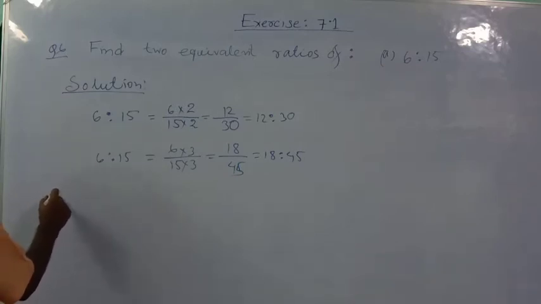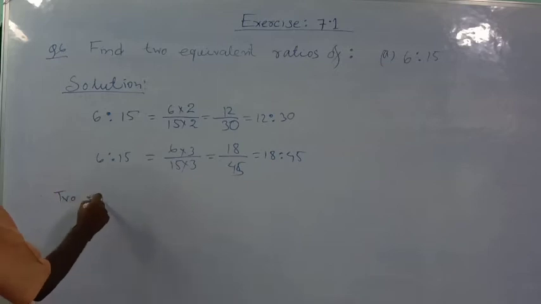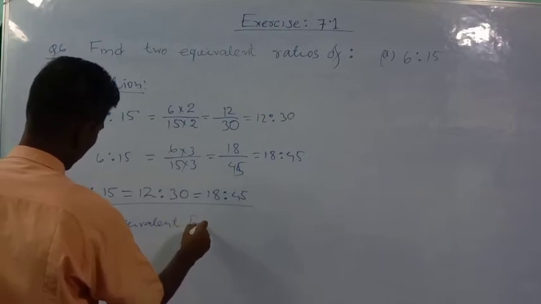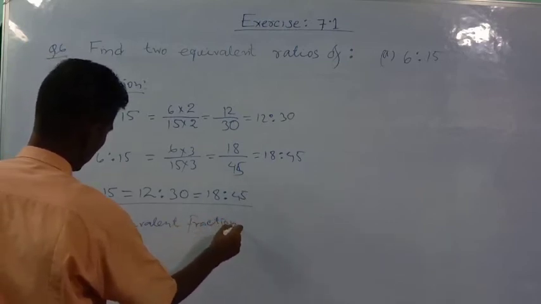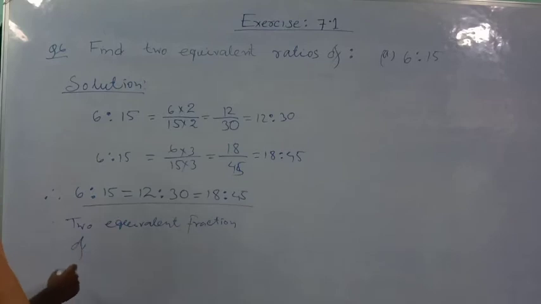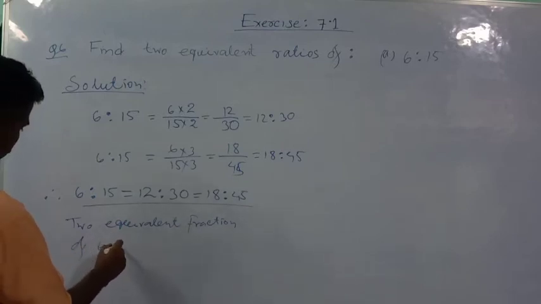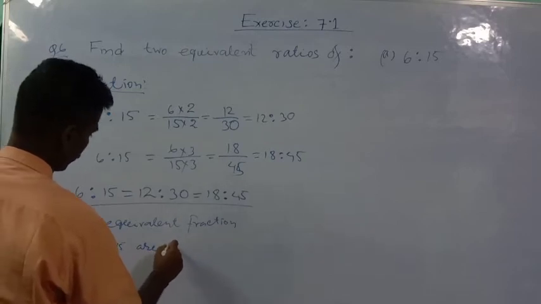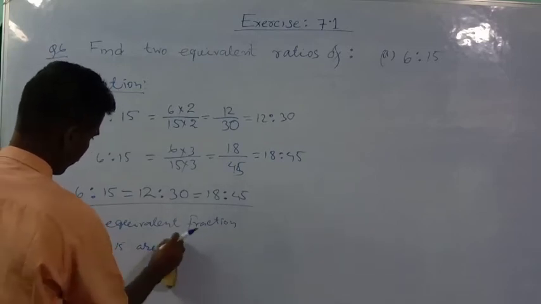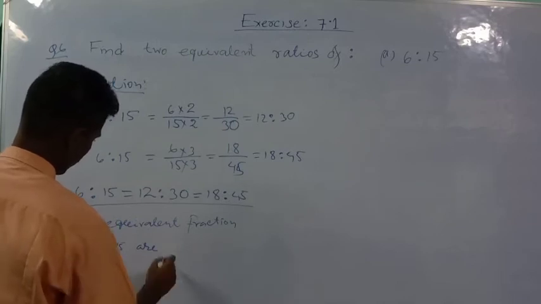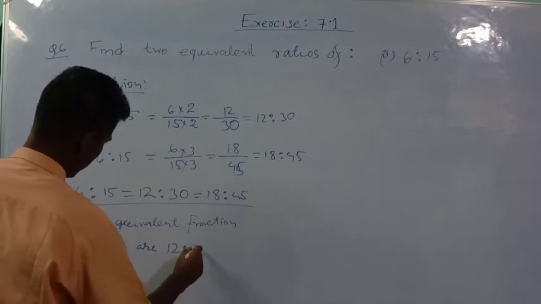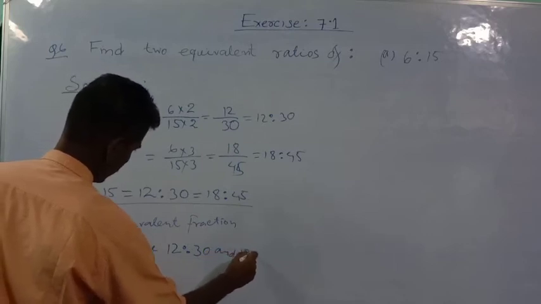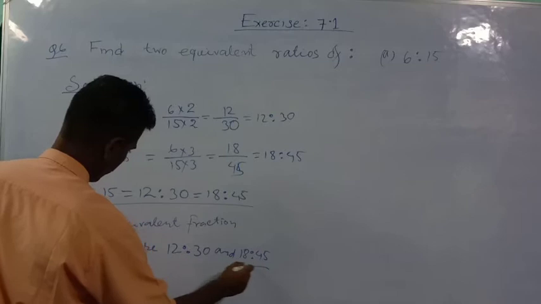Therefore, two equivalent ratios of 6 is to 15 are 12 is to 30 and 18 is to 45.